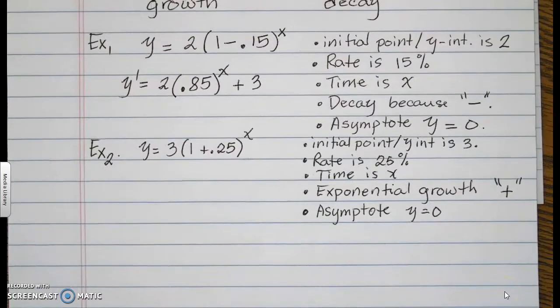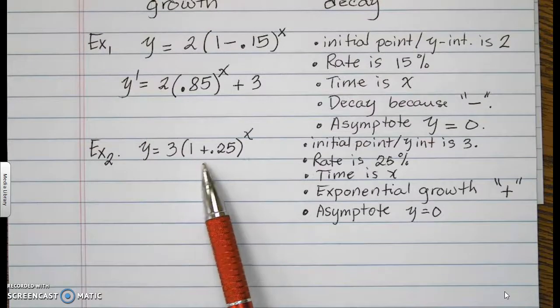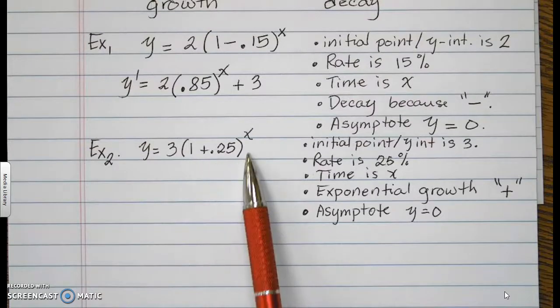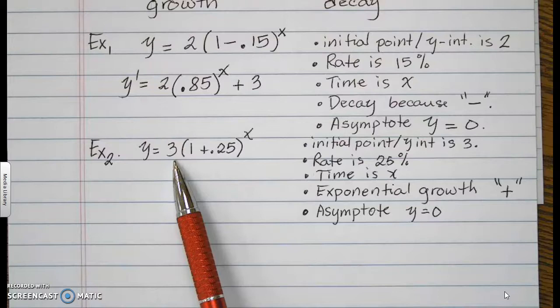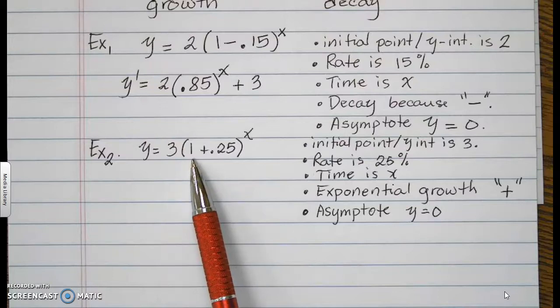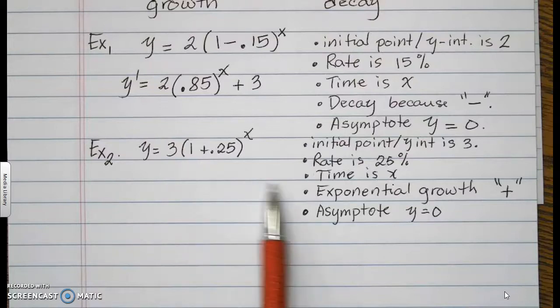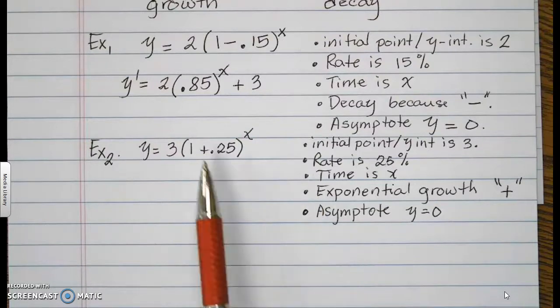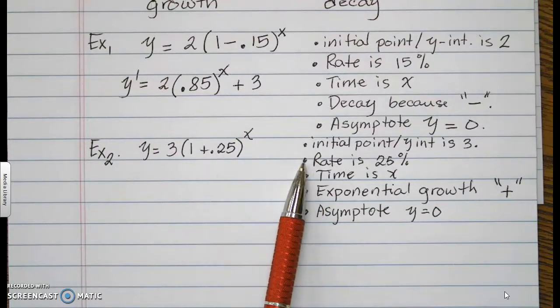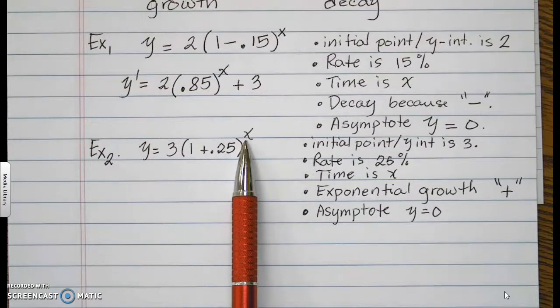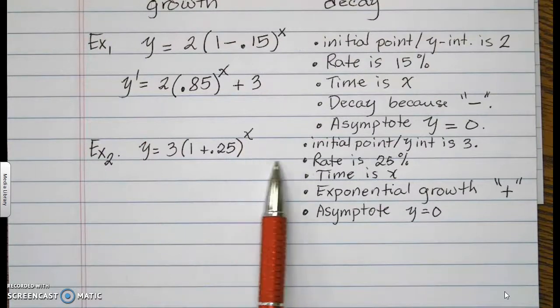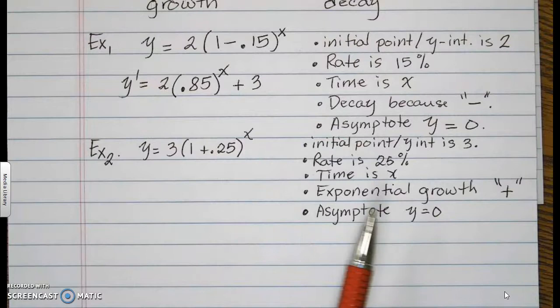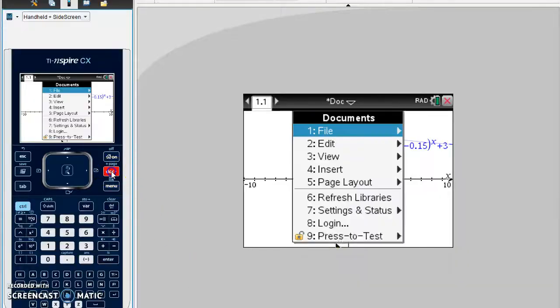Now let us go to example number 2: y equals 3 times (1 plus 0.25) to the power of x. Your initial point or your y-intercept is 3. 1 is fixed. The plus here indicates that we have an exponential growth. The 0.25 indicates your rate, which is 25%. Your time is still x, and this is your asymptote, so it is y equals 0. Let's go ahead and graph this.